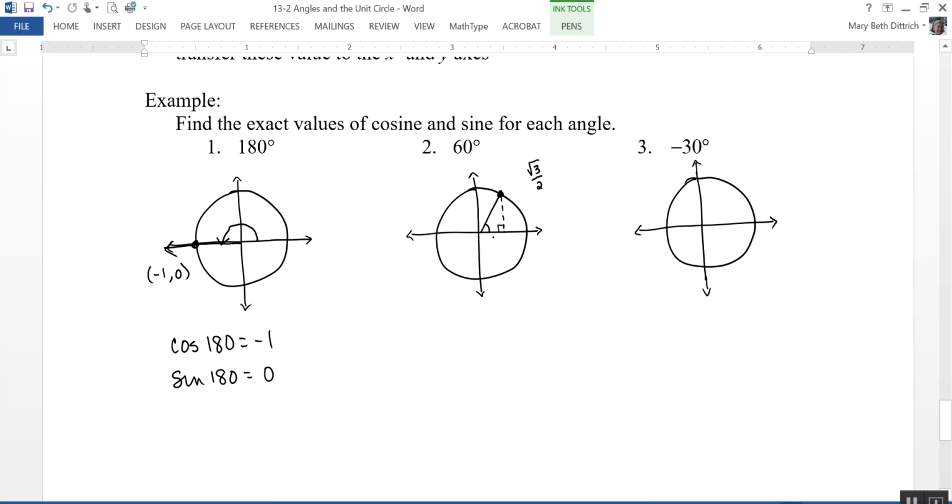The short leg here is going to be opposite the 30-degree angle, so its length is 1/2. So the coordinates of that point where this angle hits the unit circle is 1/2, square root of 3 over 2. So the cosine of that 60-degree angle is going to be 1/2, and the sine of that 60-degree angle is going to be the y-coordinate, which is the square root of 3 over 2.